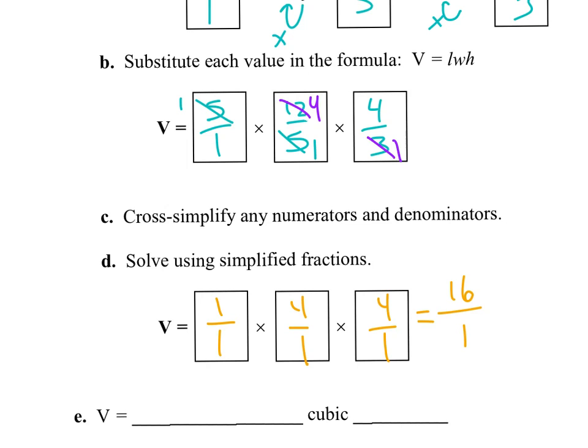And then 16 over 1 reduces down to, how many times will 1 go into 16? 16 divided by 1 is 16. So 1 will go into 16 16 times. So the volume is 16 cubic centimeters.